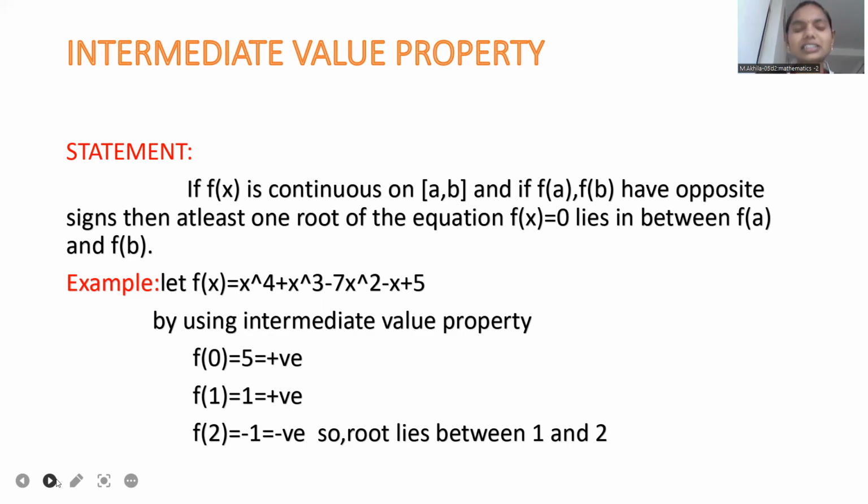Here we do not take 0 and 1 as a and b because they do not have opposite signs. Let us go further. If we substitute 2 in place of x, we get f(2) = -1, which is a negative value. Here f(1) and f(2) have opposite signs, so the root lies between 1 and 2. Always the smaller value is taken as a and the larger value is taken as b.